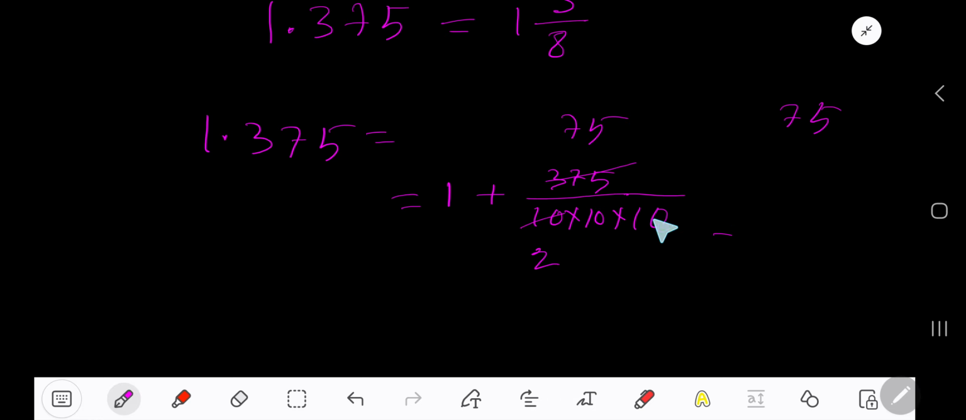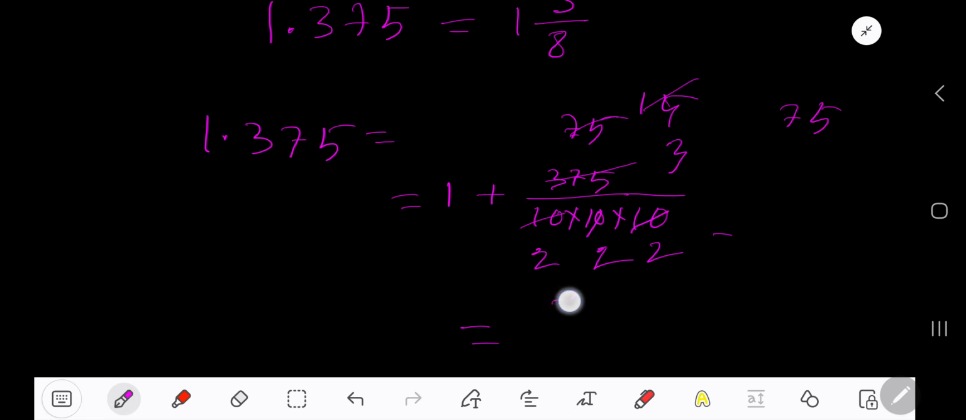Again, if you divide this 75 by 5, you will get 15, and if you divide this 200 by 5, you will get 40. Again, this is divisible by 5, you will get 3. This is divisible by 5, you will get 8.